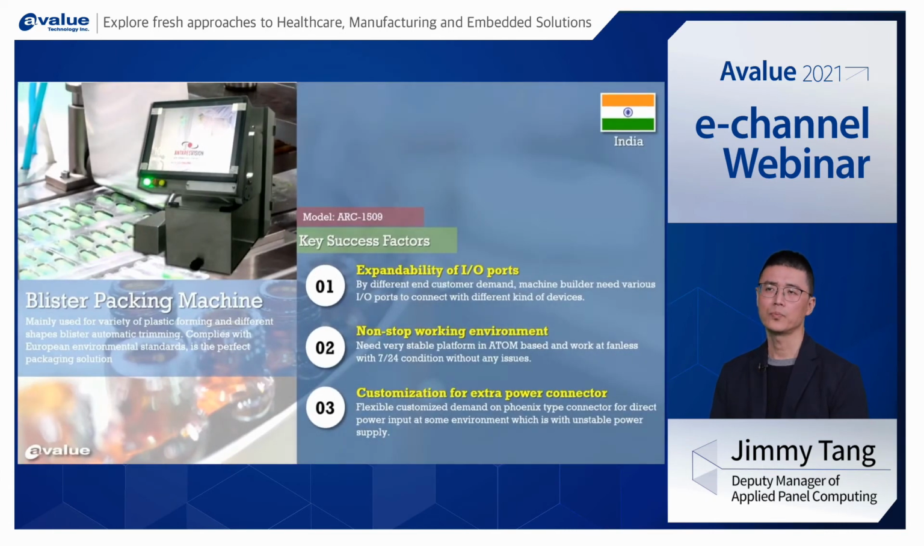And the next project that we want to share with you is in India, blister packing machines. As you know, India is a very hot country, so they are very concerned about the working temperature for the panel PC. For our panel PC LRC series, they selected the Atom-based model. Our operating temperature is -20 to 60, which easily covers the customer's temperature requirements.